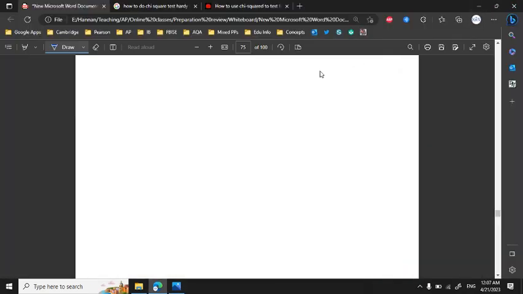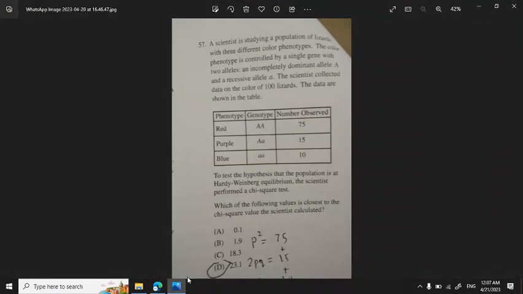Now, first of all, you must know that it is a case of codominance or incomplete dominance, in which AA is going to represent a different phenotype, Aa is going to represent a different phenotype, and aa is going to represent a different phenotype. Red, purple, and blue, they are showing you there. When they did the experiment, they found out that red color is shown by 75 individuals, the purple is shown by 15, and the blue is shown by 10. So this is the question you can see over here.